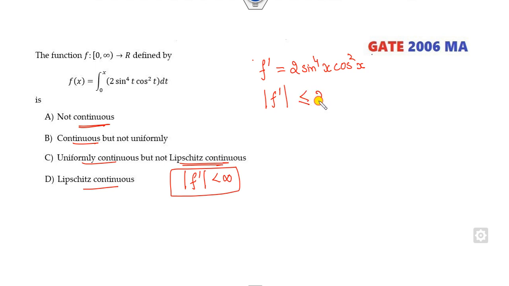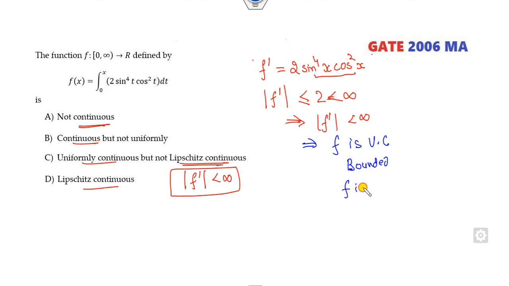Definitely this value will be less than the one, it will be here, that is less than finite. What is the meaning of that? The function f dash is finite. What is the meaning of that? That means f is uniformly convergent, f is bounded, fine, f is Lipschitz continuous.